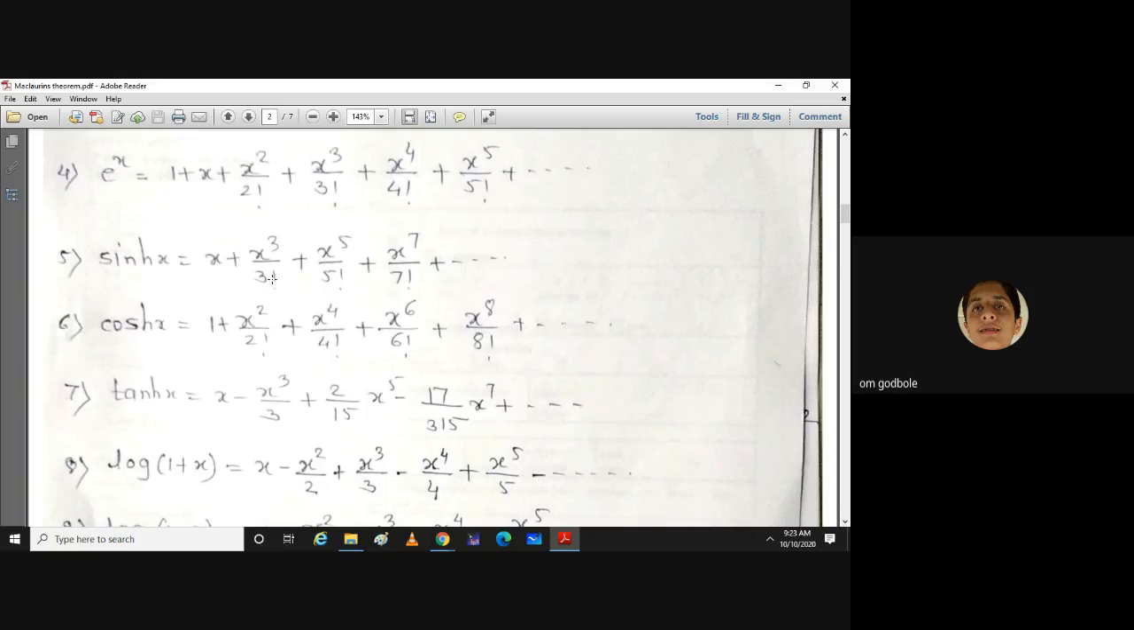Okay, sir. So we compare them. Yeah, and that will happen for any value of x. Therefore, the series expansion of sine hyperbolic x is this.